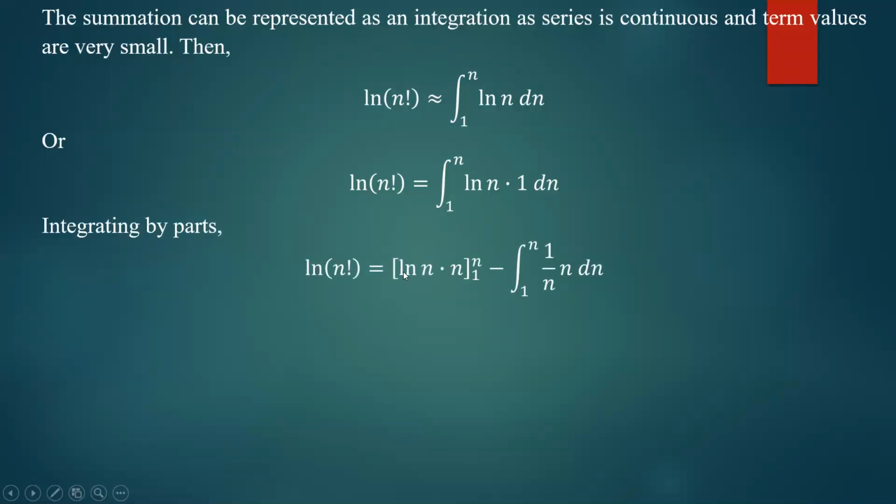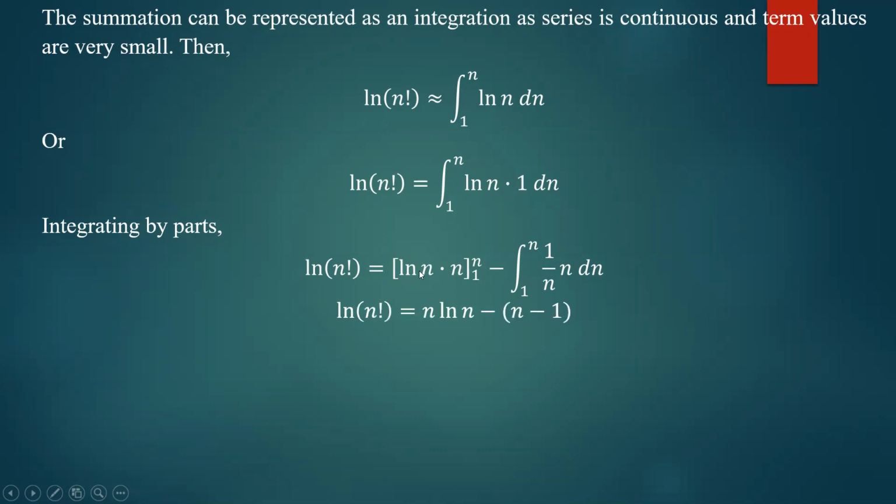So that is given by first function into integral of the second; integration of 1 is n. Minus integration of the derivative of the first into the integral of the second. What is the derivative of ln of n? Differentiation of log of x is 1 by n. So the derivative of ln of n is 1 by n, into the integral of the second, which is integration of 1, that is n. Okay, so the lower limit is 1, the upper limit is n. Simplify this.